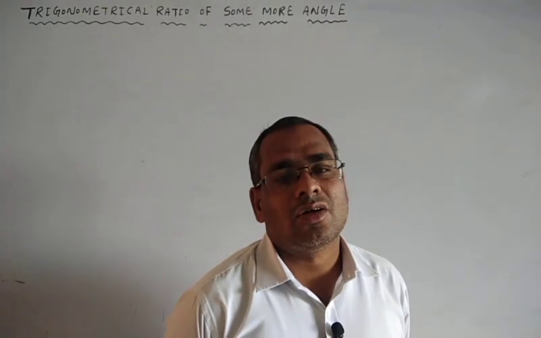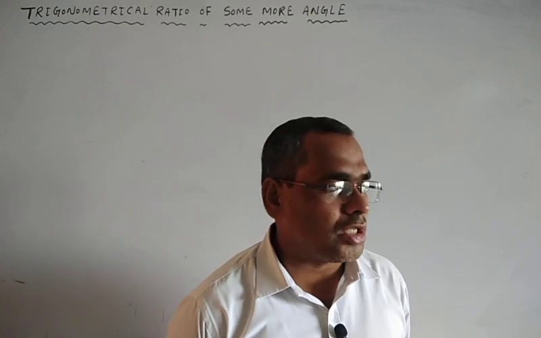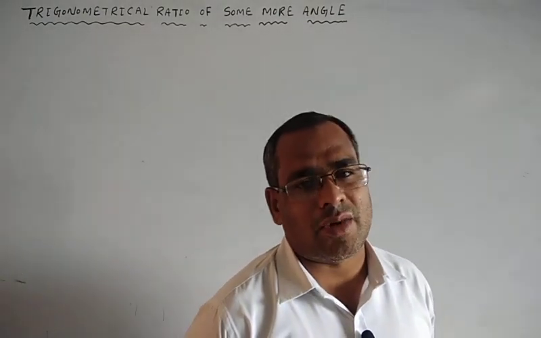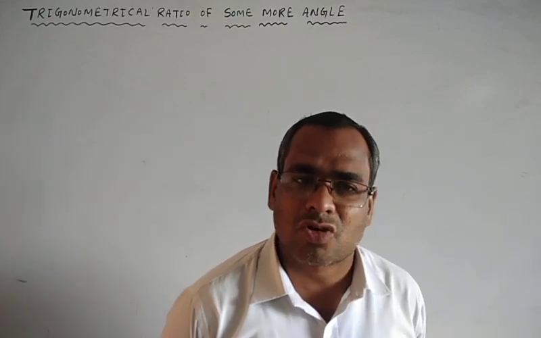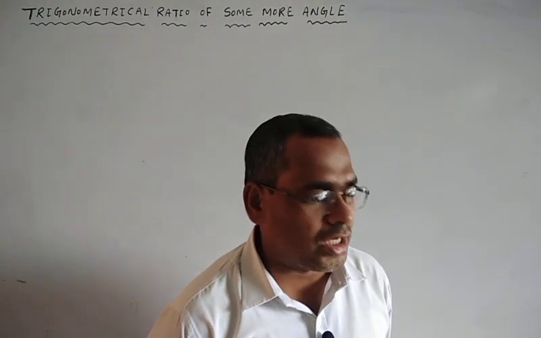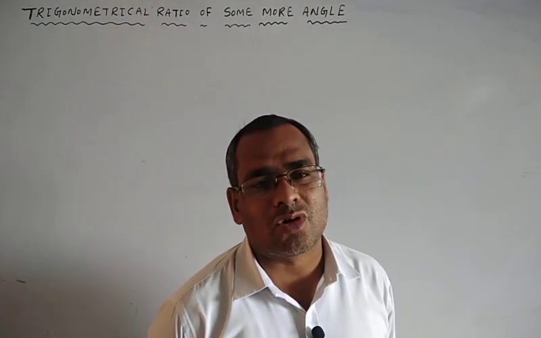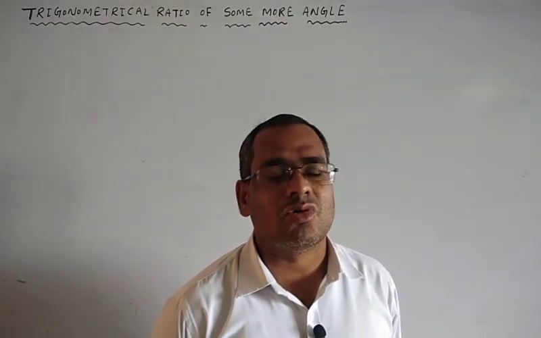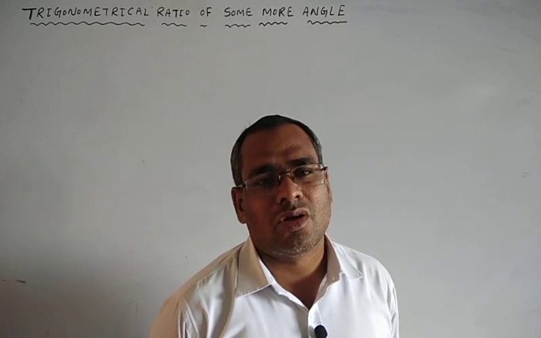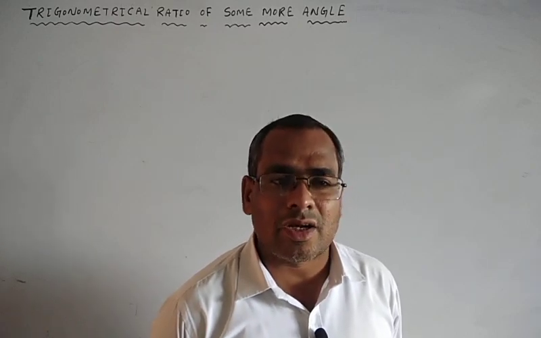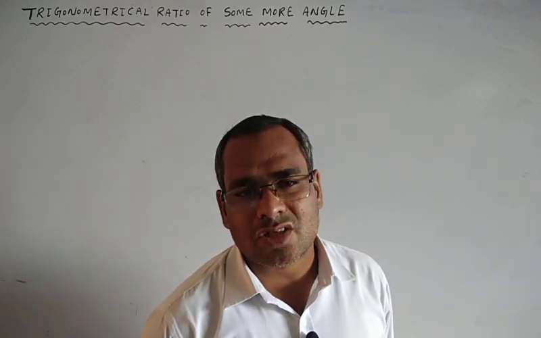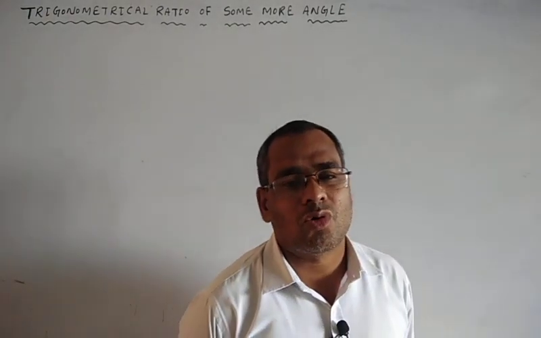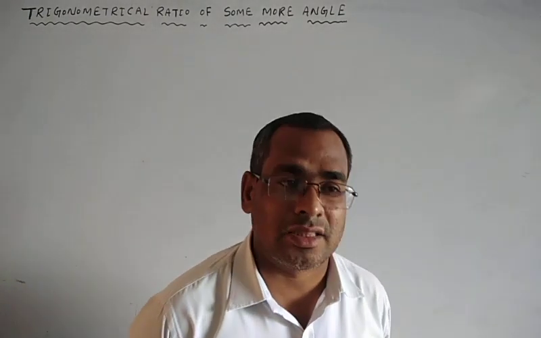That is, cos square theta by 2 equal to 1 plus cos theta by 2, and sin square theta by 2 equal to 1 minus cos theta by 2. Alternatively, 1 plus cos theta equal to 2 cos square theta by 2, 1 minus cos theta equal to 2 sin square theta by 2. Okay, and tan theta by 2 equal to 1 minus cos theta by sin theta, cot theta by 2 equal to 1 plus cos theta by sin theta.